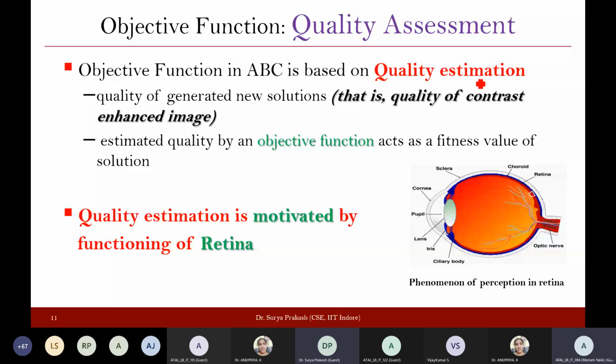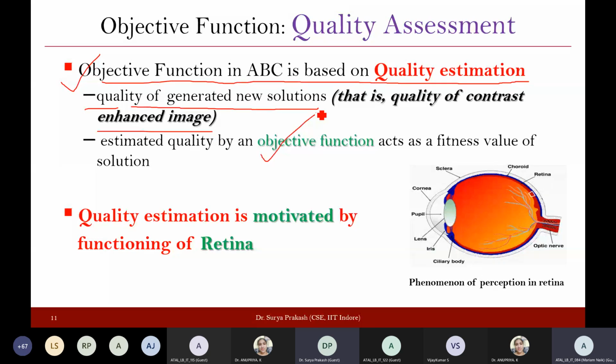Okay. So now let us first discuss how the quality is being assessed here, and then based on that, we'll discuss the ABC. So as I stated, the objective function for this ABC algorithm that we are going to use here to improve the contrast is going to be based on the quality estimation. When we are applying this algorithm, we will be checking the quality of the solutions. That means the quality of the images, and wherever we have the improved quality, it will tell us that the solution is a better solution. Okay, so the overall objective is basically to estimate the quality and try to improve that.